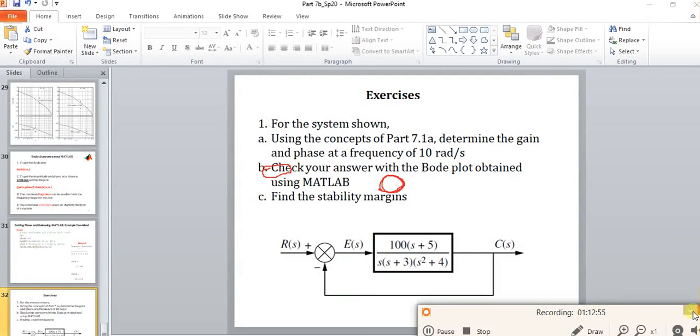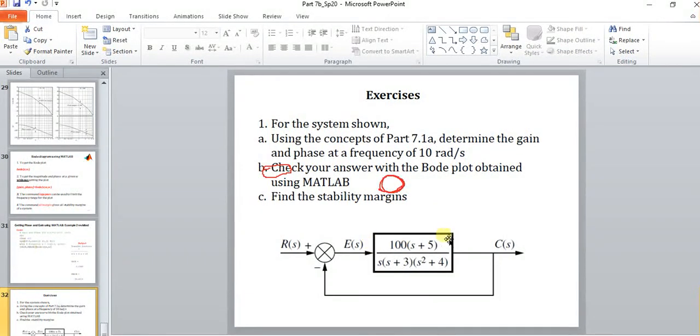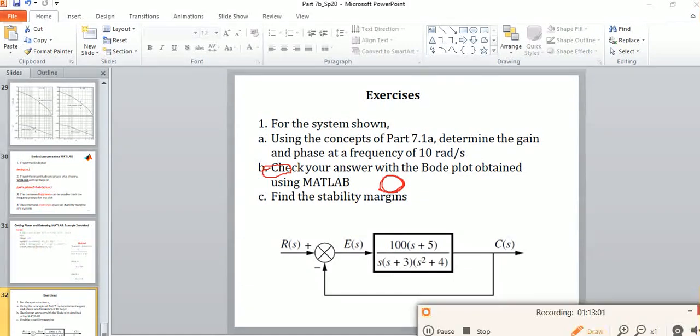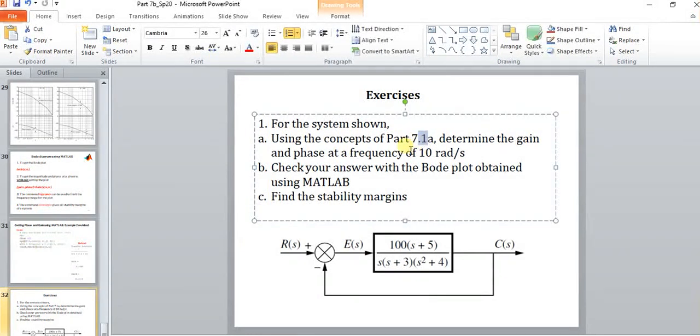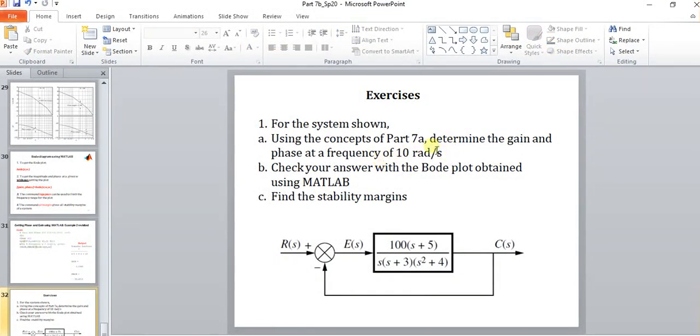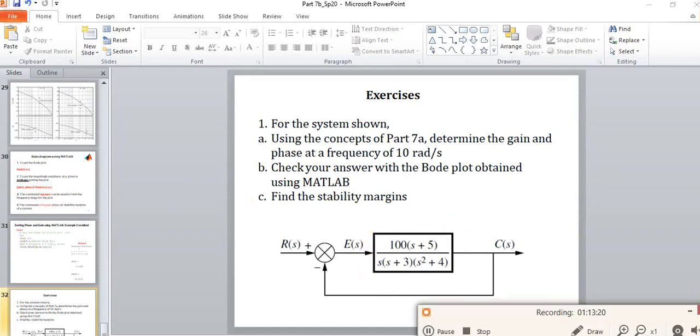This is an exercise which we can do. Here there's a system given to you, and the question says, using the ideas of part 7a, find the gain and phase at a frequency of 10 rad per second. So for this system, you will find the gain and phase using the ideas developed in part 7a at this frequency, and then check your answer with the Bode plot obtained using MATLAB. Find the stability margins for this system.